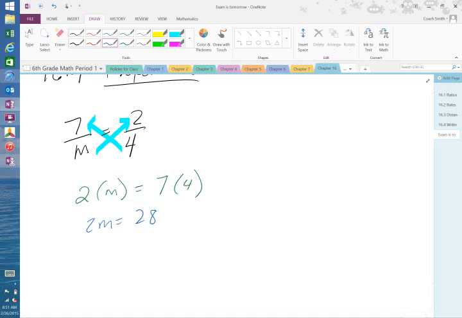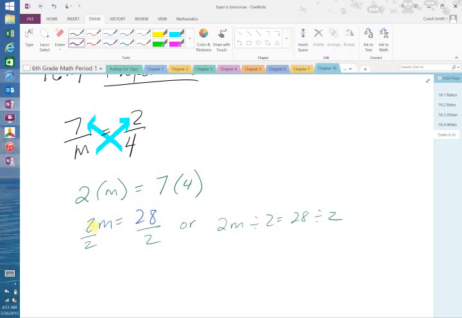Now, how do I solve this equation? Now we just have an equation. How do we solve this equation for m? What do we do? Xavier? You divide by what? Yeah, we divide 2 into both sides. Divide by 2, divide by 2. Remember, this can also look like this. Okay, those are the same way to express it.